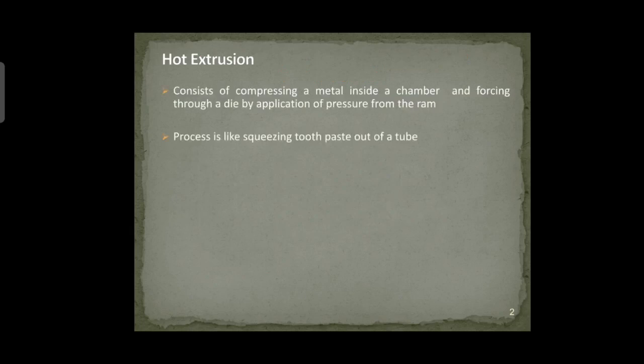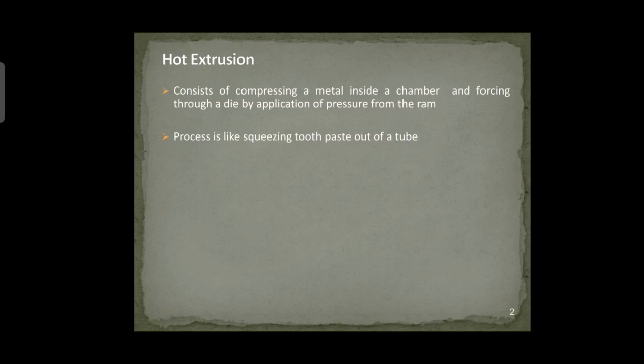So we learn about the hot extrusion process. This is majorly used to produce long lengths with the desired cross section. These long lengths are difficult to produce by any other process, so it can be done using the hot extrusion process.